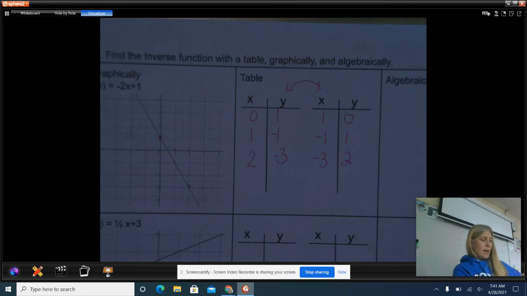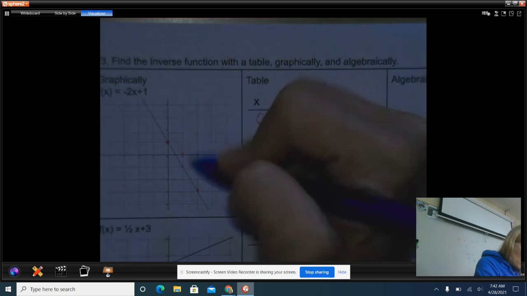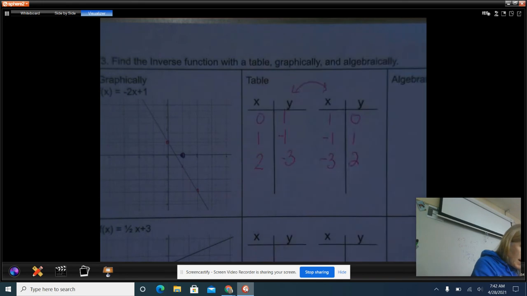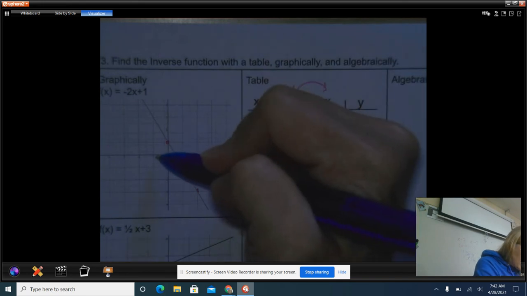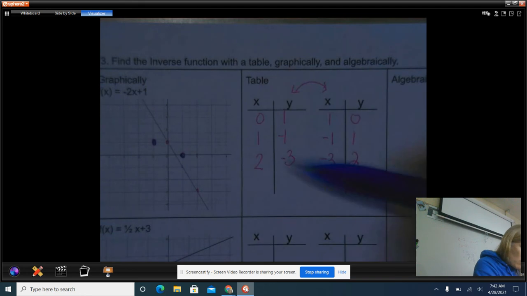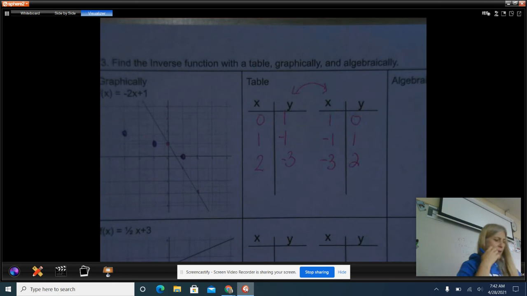So I always start with the table, and then we can plot those points on our graph. So we have the point 1, 0. We have the point -1, 1. And we have the point -3, 2. Am I up at 2 there? There we go. And then we connect that line.